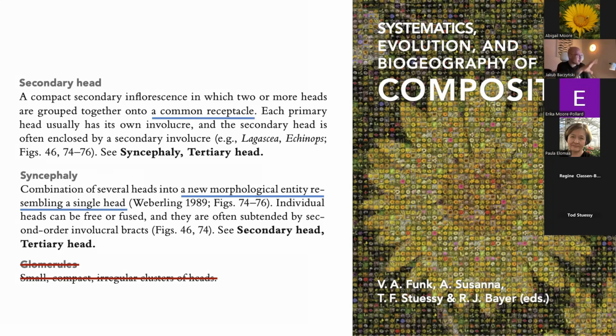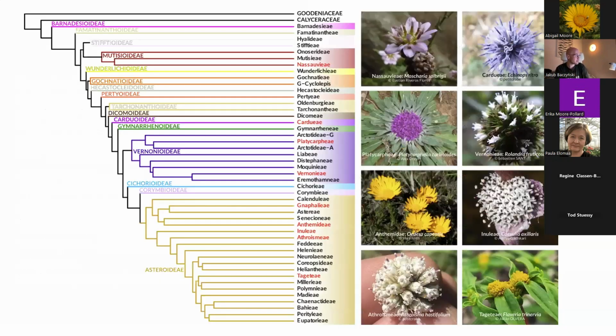And while focusing on these specific architectures, I am discarding glomerulus a little bit. It's not that I have something against them personally, but this definition, small, compact, irregular clusters of heads, is a little blurry. And I guess that across Asteraceae we have many plants that have similar architecture, and it will be very difficult to tell anything more about glomerulus as such. So I'll be focusing mostly on these highly derived forms of secondary heads.